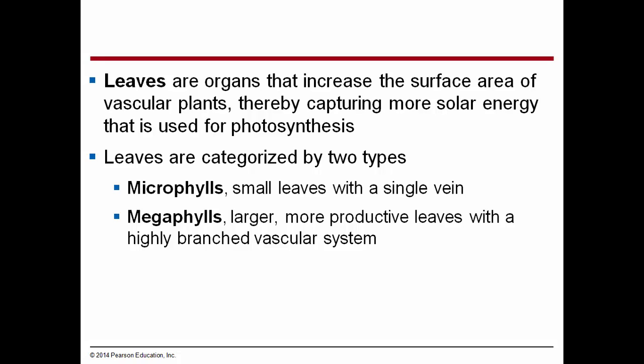Leaves are organs that increase the surface area of vascular plants, thereby capturing more solar energy that is used for photosynthesis. Leaves are characterized by two types. There are microphylls, which are small leaves with a single vein, like the leaf of a moss, and megaphylls, which are larger, more productive leaves with a highly branched vascular system, like the leaves of a maple tree or an oak tree.